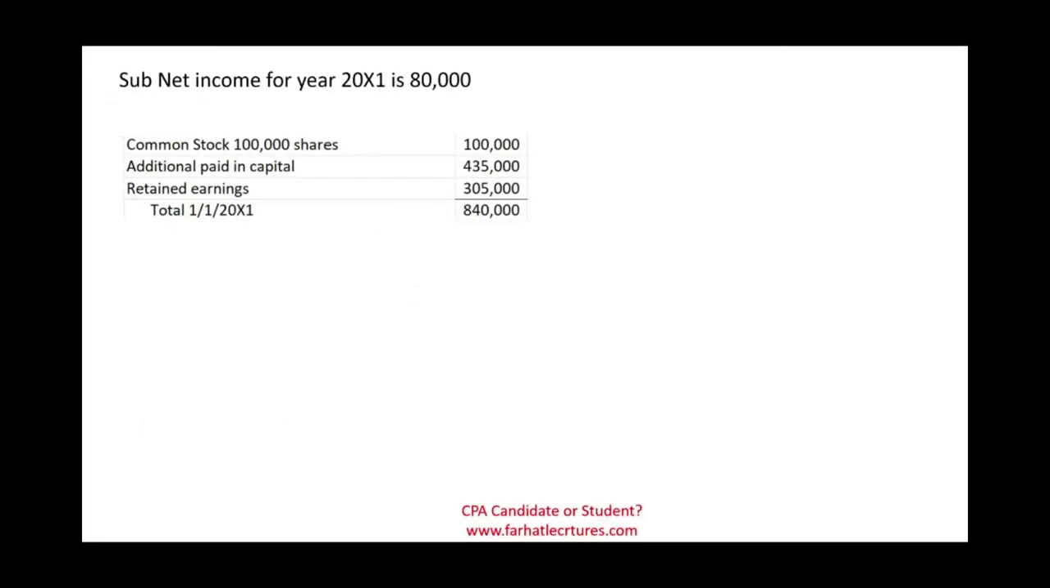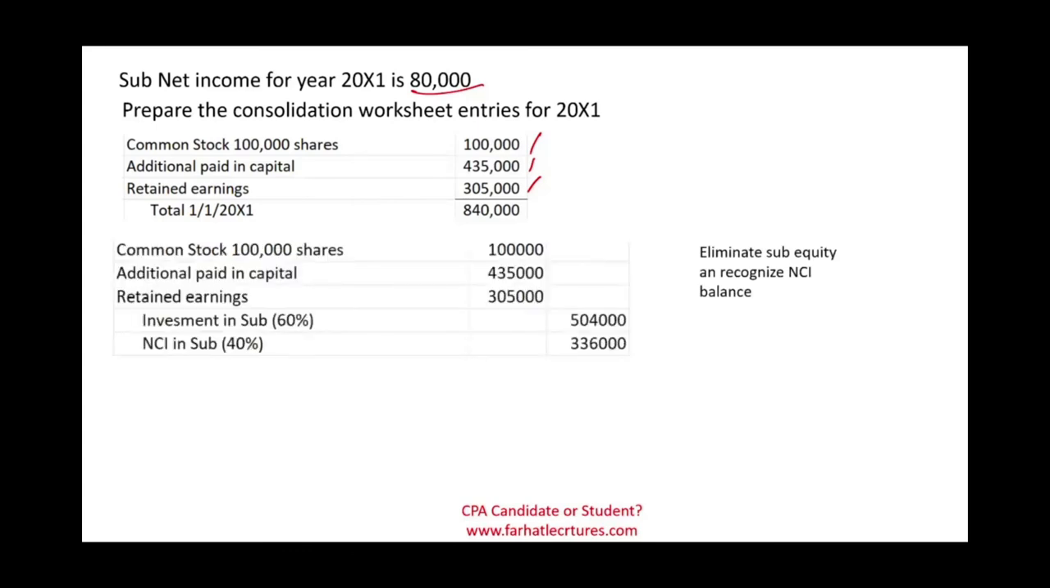Let's assume in 20X1, at the end of the year, we earned $80,000 in net income. Prepare the consolidation entries. Well, this is our equity at the beginning of the year. Remember, we increased our common stock. We increased our paid in capital. Again, we're going to have to do the same thing. We're going to have to eliminate the equity accounts against the investment. Let's do that. Debit common stock, 100,000, debit additional paid in capital, debit retained earnings. Done. Credit investment in sub.